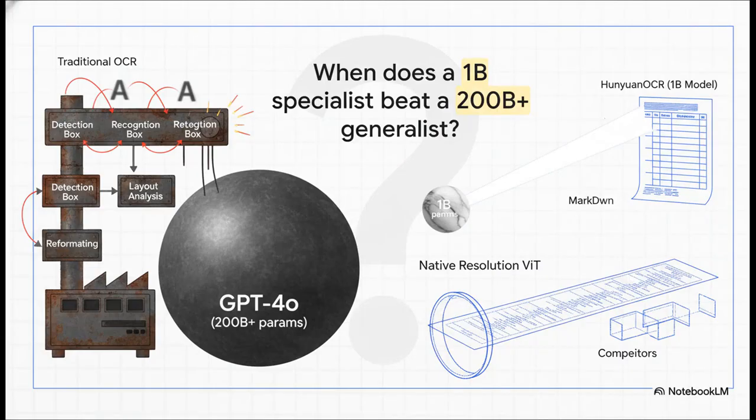And that leaves us with one last big idea. When the task is critical, when structure matters, and when efficiency is key, it turns out a small, hyper-focused specialist can absolutely run circles around a massive generalist. Maybe the future isn't just about building bigger models. Maybe the era of the small, efficient specialist is just getting started.